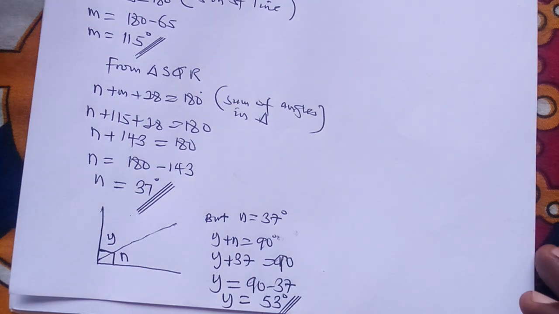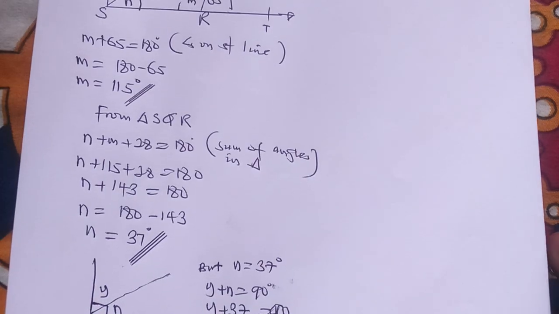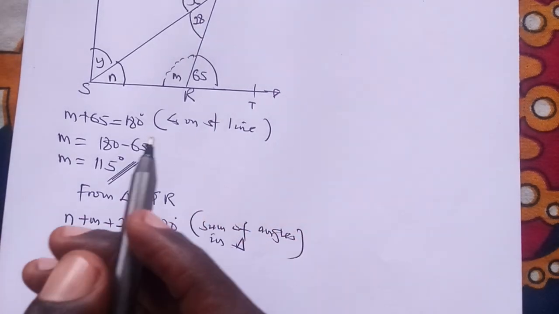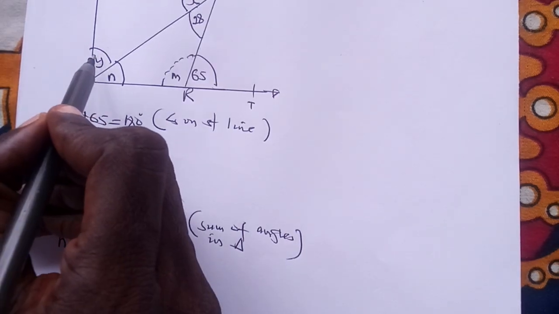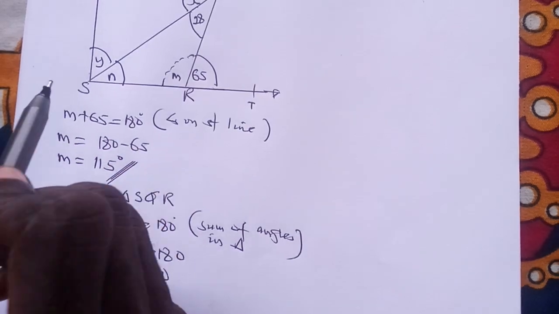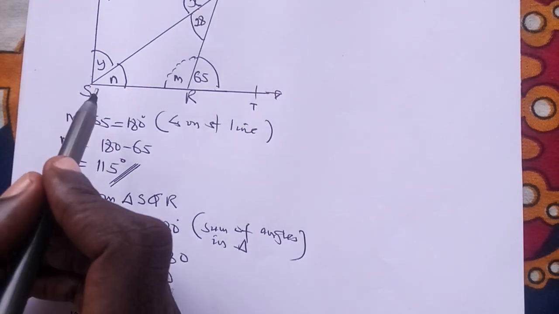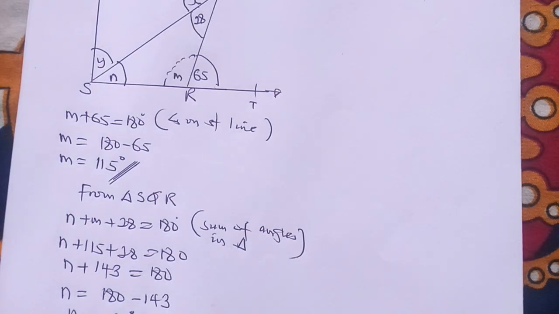You may want to know why we use a right angle. Maybe others may intend to ask. Look at this diagram. This is a straight line and you have another line here, so this point becomes 90 degrees automatically. Angle S here is 90 degrees. That is how to find y, which results also in 53 degrees.